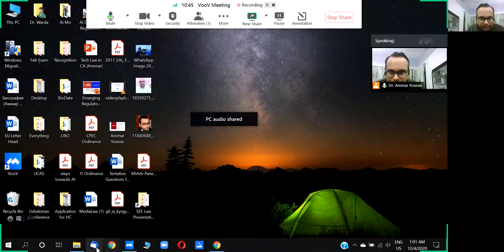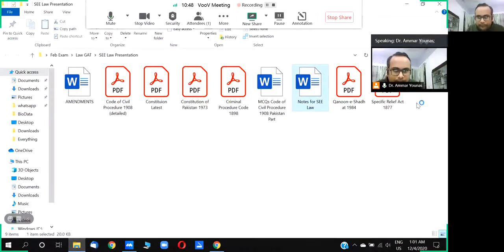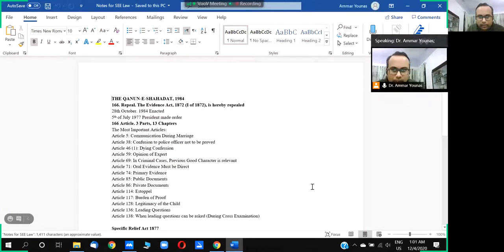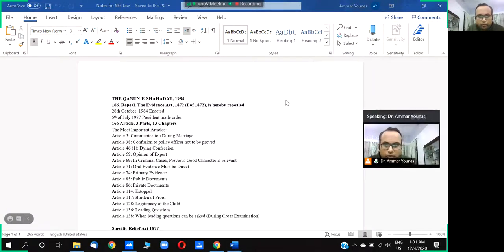So after reading the Bare Acts, I started rereading these acts, and this time I was taking notes. So how I was taking notes, if I may share, I would like to show some of my notes which I prepared during the preparation. I can show you some of my notes. Yes, this one. So what I was doing, I was reading the act, and after reading this, I would take these types of notes. For example, the first one is the Qanoon-e-Shahadat.